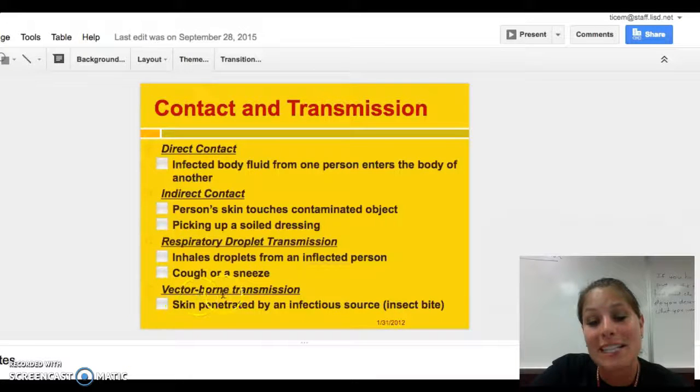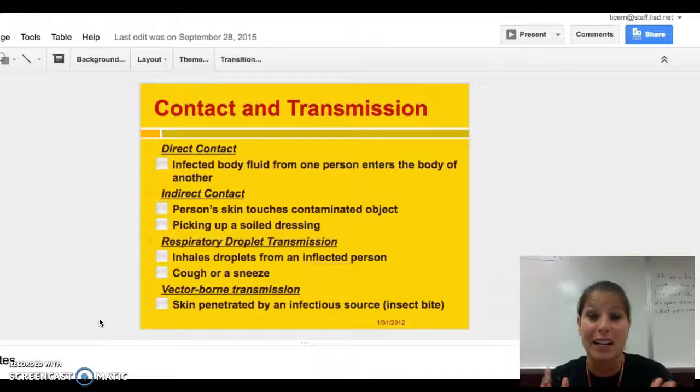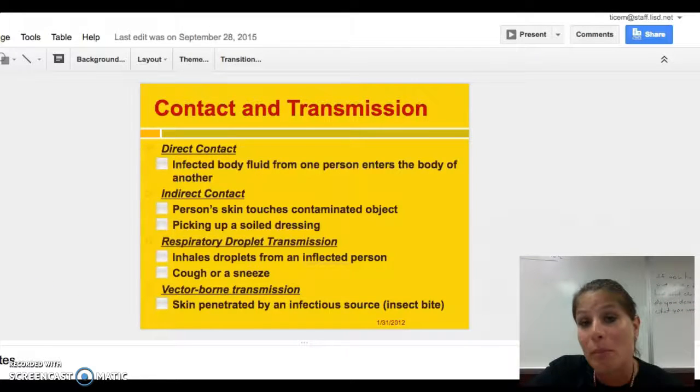And the last one that we see is vector-borne transmission, and these are going to be the insects, okay? I know right now Zika virus is a big thing going on. You have the virus in that mosquito or the tick or whatever kind of insect, and it bites you, okay? So you're not coming in contact with another person, but you still have that disease passing from the insect to you, okay? So those are going to be our main four ways that we have these germs passing from one person to another, or one animal to another.